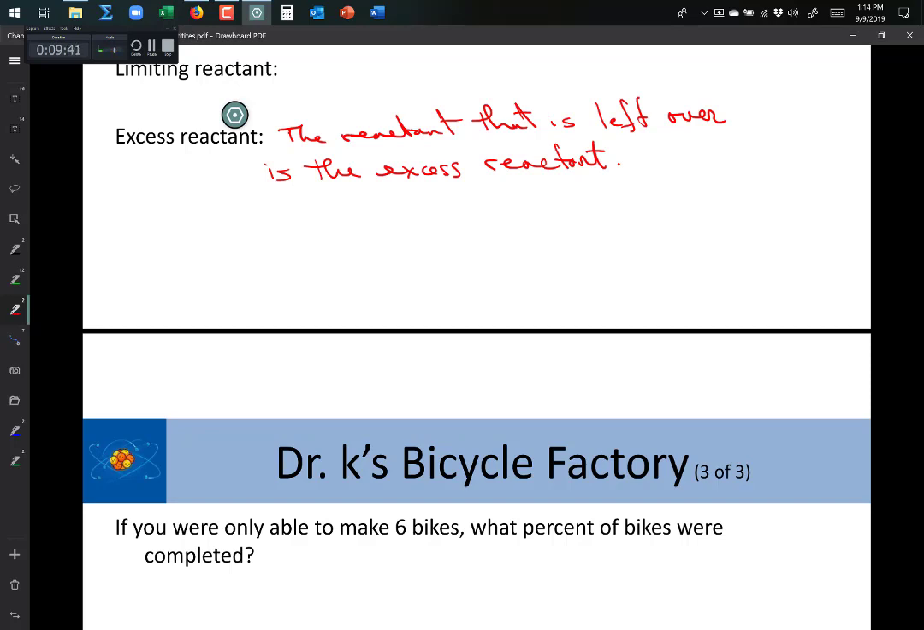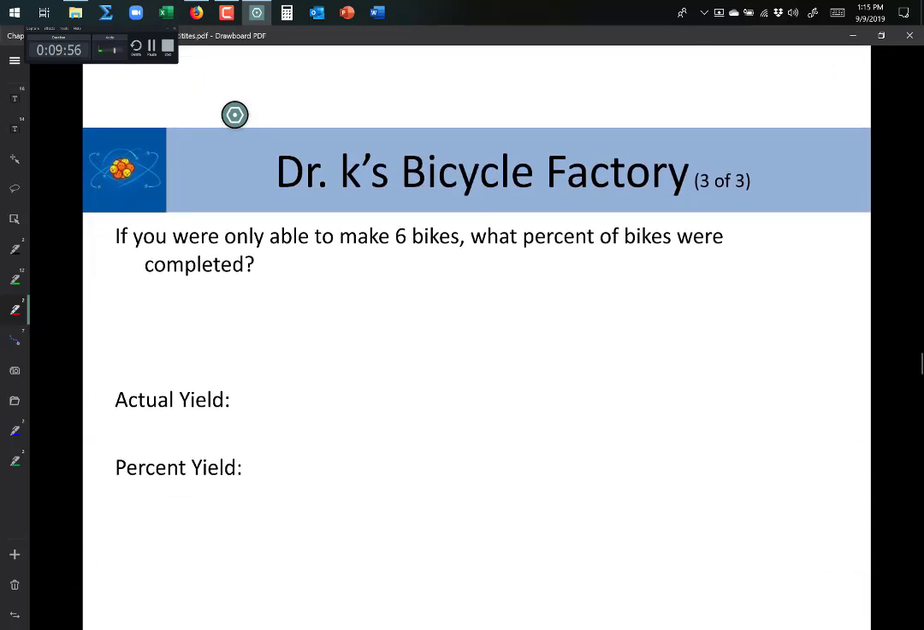So one of the concepts that comes along with this is that the limiting reactant gets completely used up in the reaction. And when it gets completely used up, the reaction has to stop because there's no more of that component to make any more product. Now, if you only made 6 bikes, what percent of bikes were completed? So the theoretical yield, I'll just call it TY, was 7, and that was based on the limiting reactant. That's from the earlier slide.